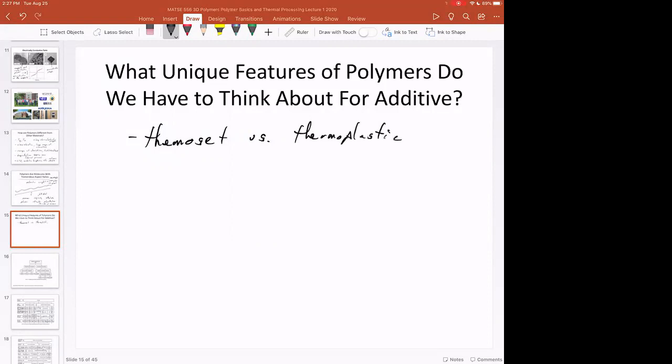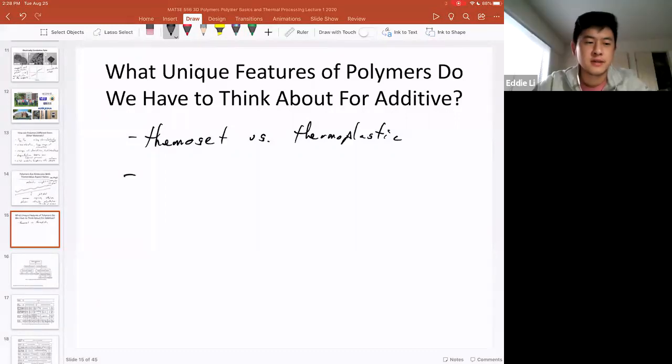Because that's already brought up, and that sets the stage for how we think about additive. So I'm just going to put that there as number one. But what other features of polymers do we need to think about now as we go to additive? Not just polymers in general, but if you're thinking about the various additive processes, which we're going to talk about on the next slide, what do we have to think about?